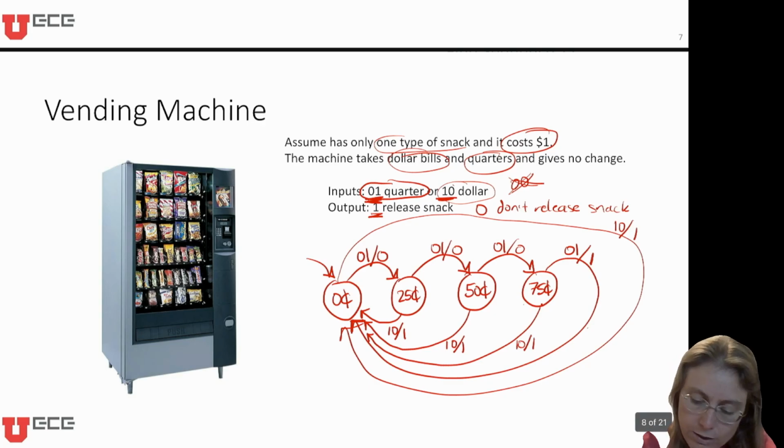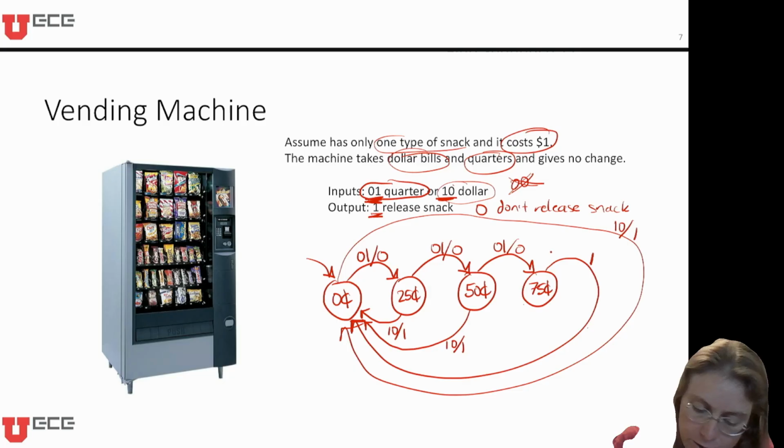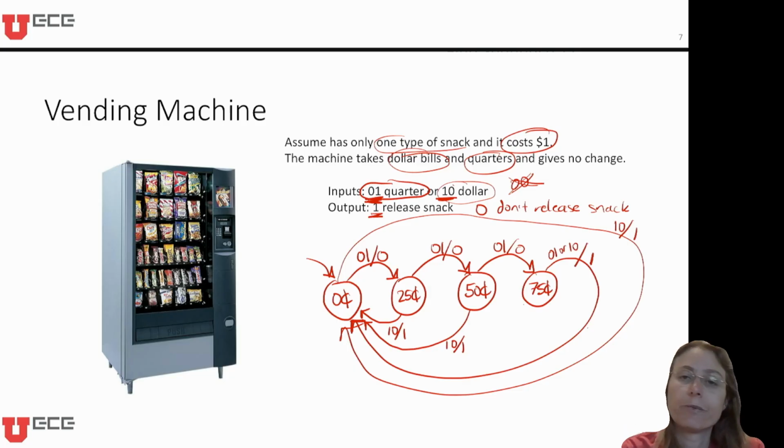Now notice we have 2 arrows heading from the 75 cents to the 0 cent state, and it's 2 different inputs here. So what I would probably do is simplify this to a single arrow and say I would take 0, 1 or 1, 0 in either case. I'll give out a snack and go back to the 0 cent state. And that's the end of our practice of finite state machine diagrams. Go ahead and try the worksheet now, and then come back and watch the next video on how to create circuits from the finite state machine.